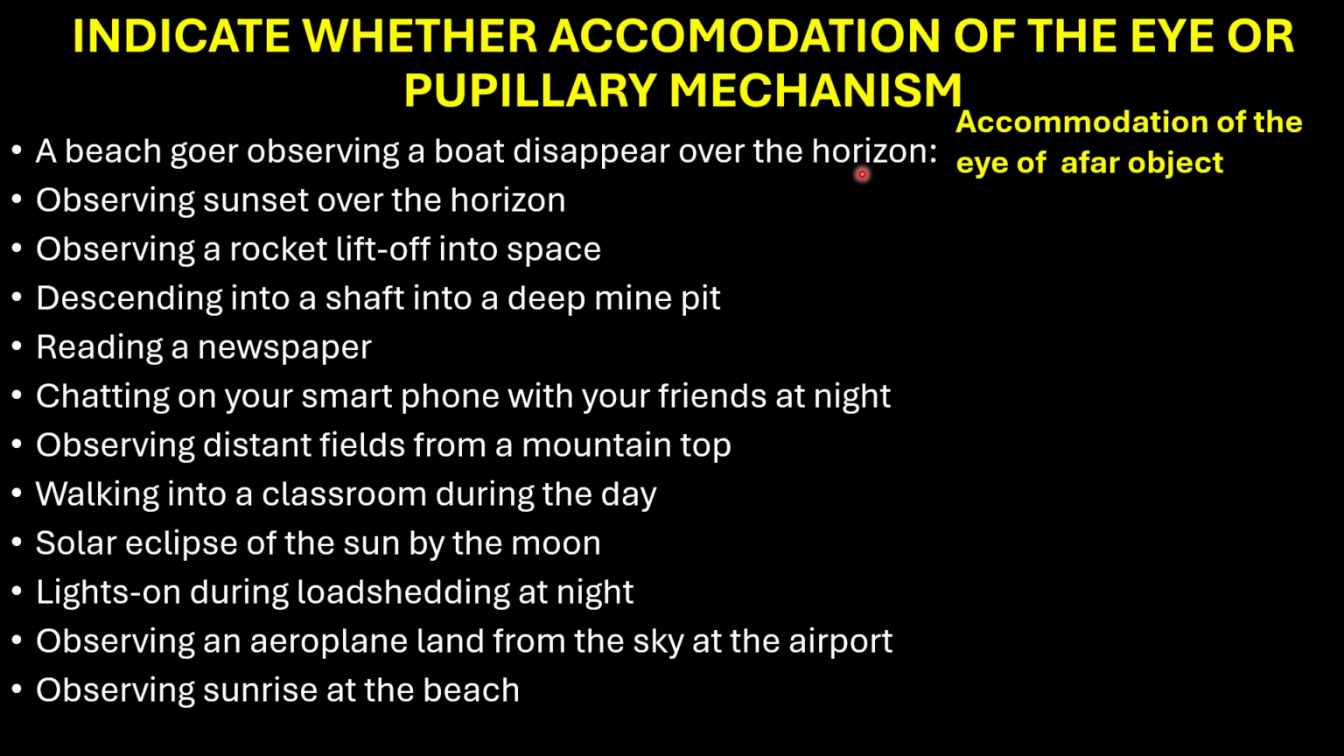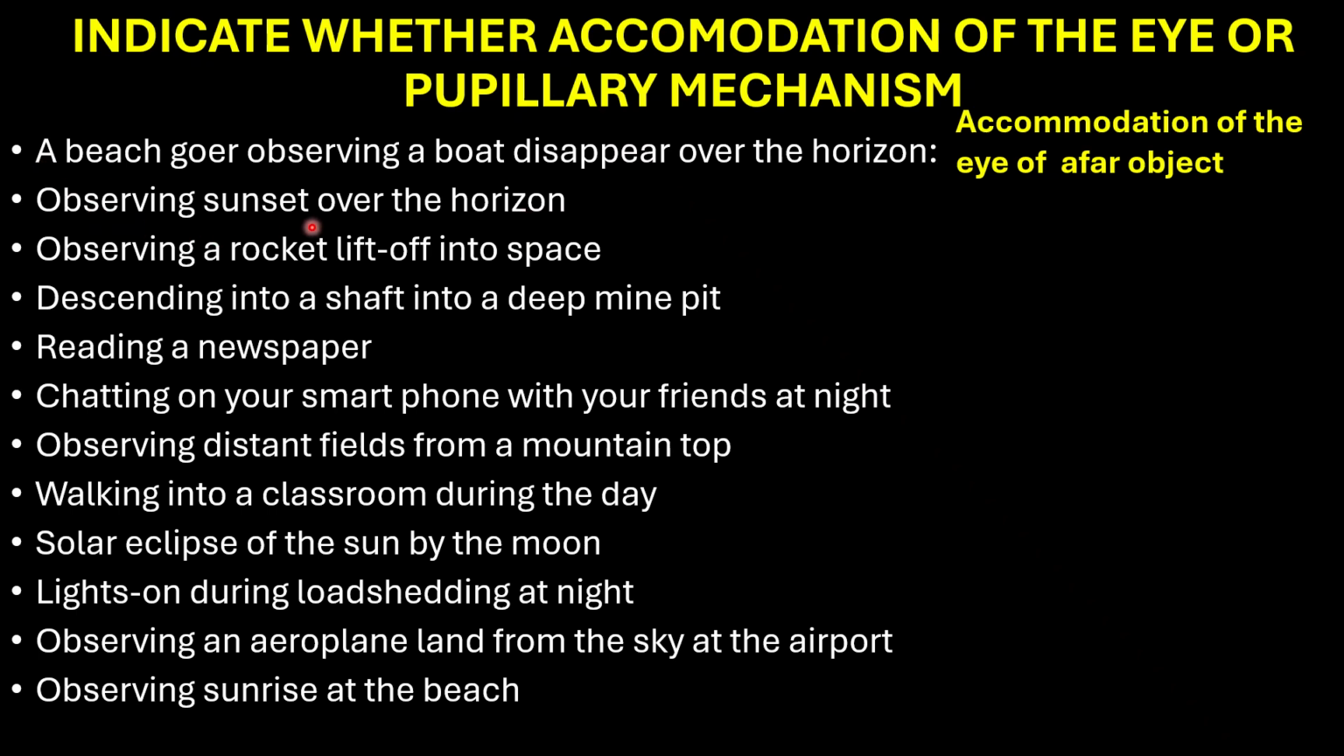So identifying the mechanism correctly is one thing. Knowing which specific condition you are dealing with is also another thing. What about observing sunset over the horizon? Is it accommodation or is it pupillary mechanism? If it is accommodation, what kind of accommodation is it? Is it near or far? If it is pupillary mechanism, what condition are we dealing with? Is it in a dim light or in a bright light?